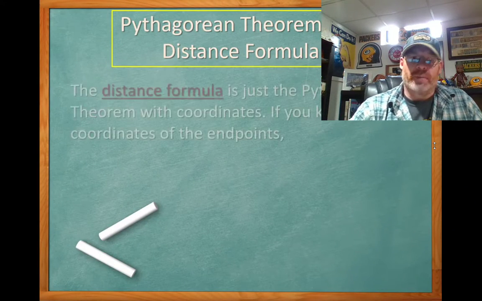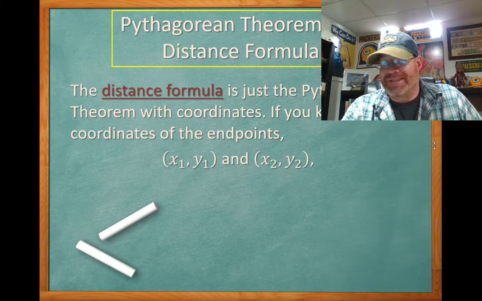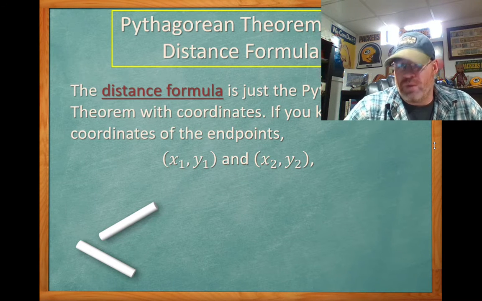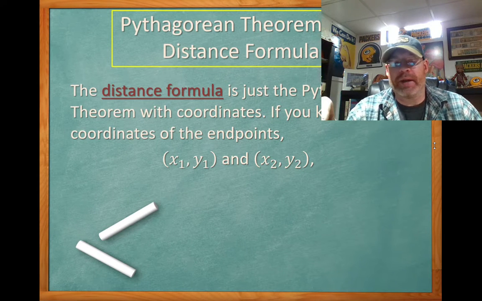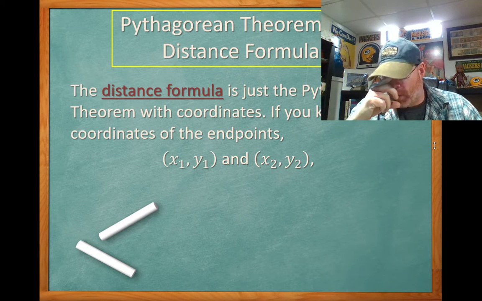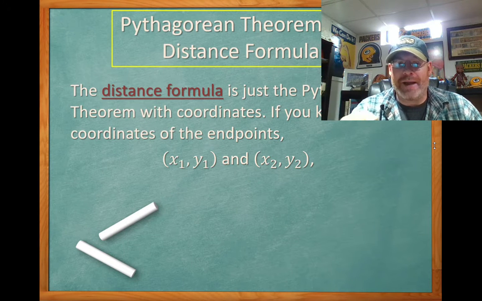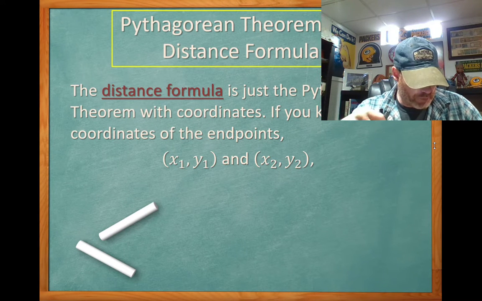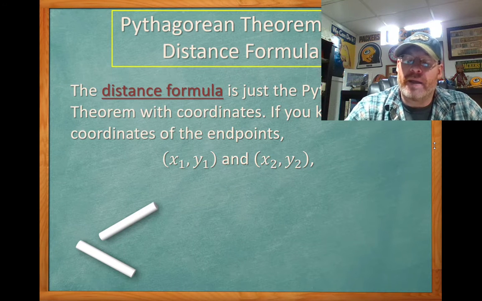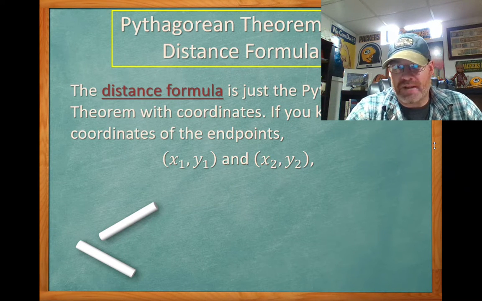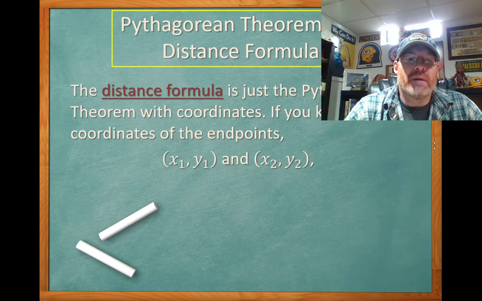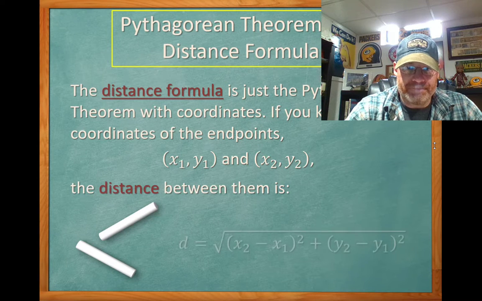Okay, the distance formula is essentially just the Pythagorean theorem, but with coordinates. The example that I just showed you was a triangle, and it had side lengths on it. Well, what if you just have 2 points that are on a graph? You'd use the distance formula. And that is the Pythagorean theorem, but using coordinates instead of actual lengths. And you may remember, the formula looks a little something like this.